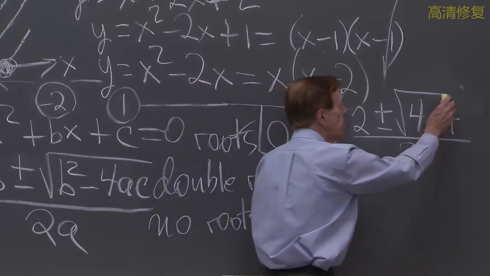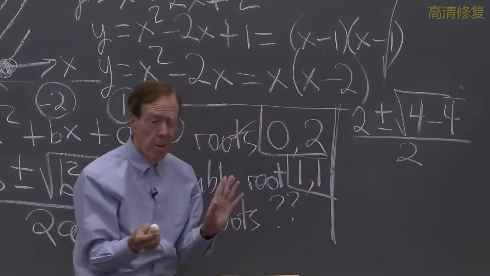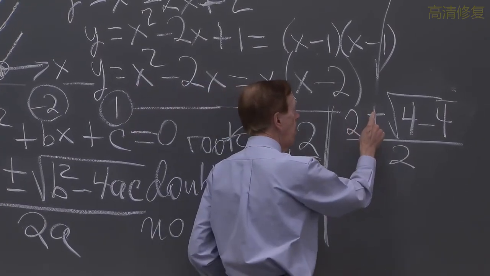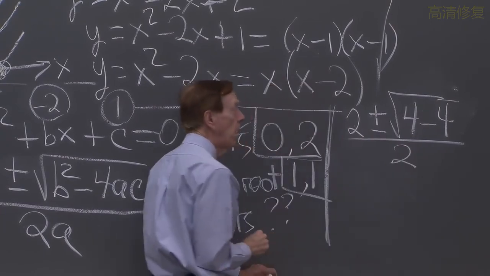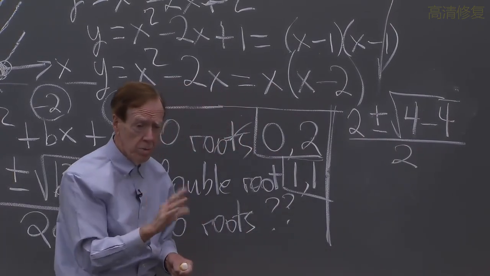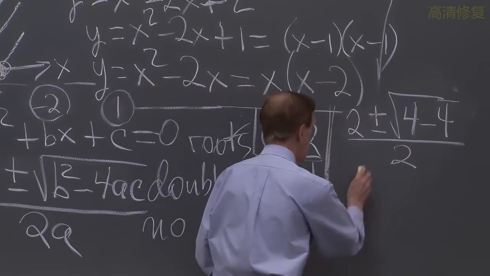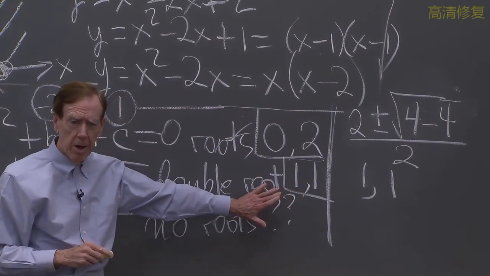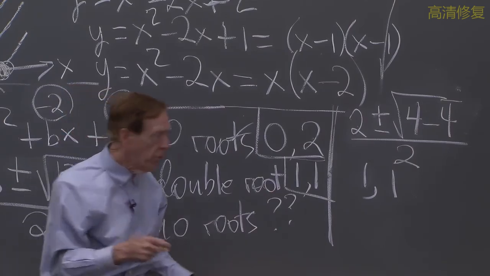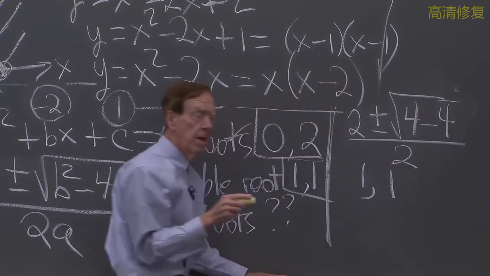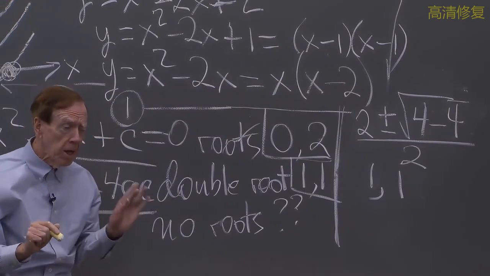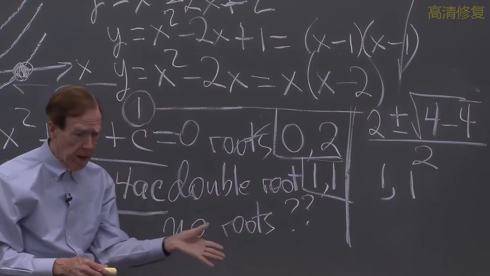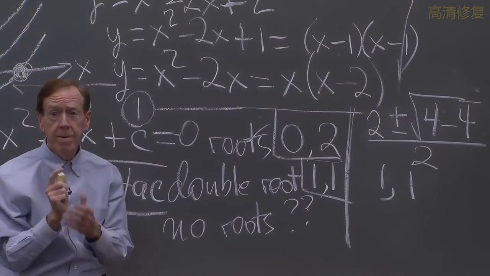And what do I have here? This square root is 0. 4 minus 4, that's that very special case. So now I have 2 plus 0 and 2 minus 0. 2 both ways. And then I divide by the 2, so I got 1 twice. Just what I wanted. The double root. The double root happens when this square root is a 0. That's when you get the double root, because then the plus and the minus are both plus 0 and minus 0, no difference.